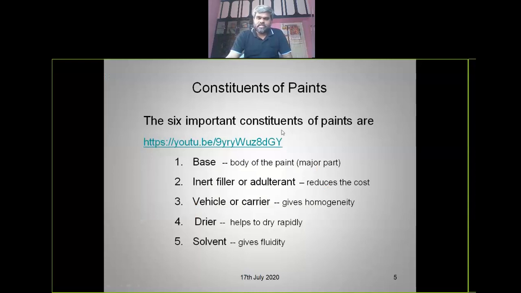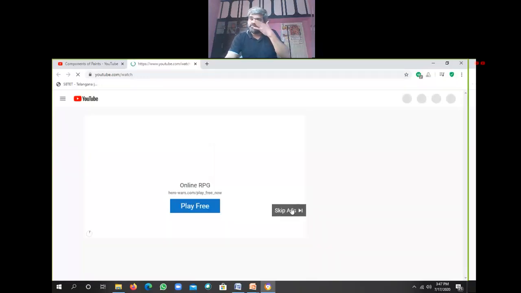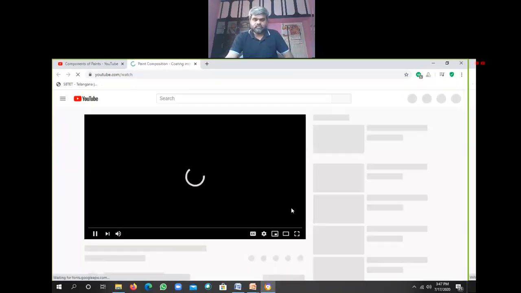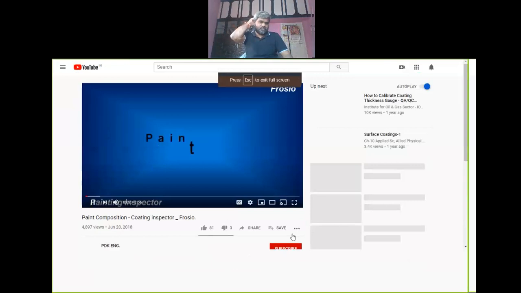This is about the constituents of paints. Paints have six constituent parts: base, inert filler or adulterant, vehicle or carrier, nothing but solvent, dryer, solvent, and pigment also. These are the main parts of a paint. Let's see another one also. This is also nice, paint composition.